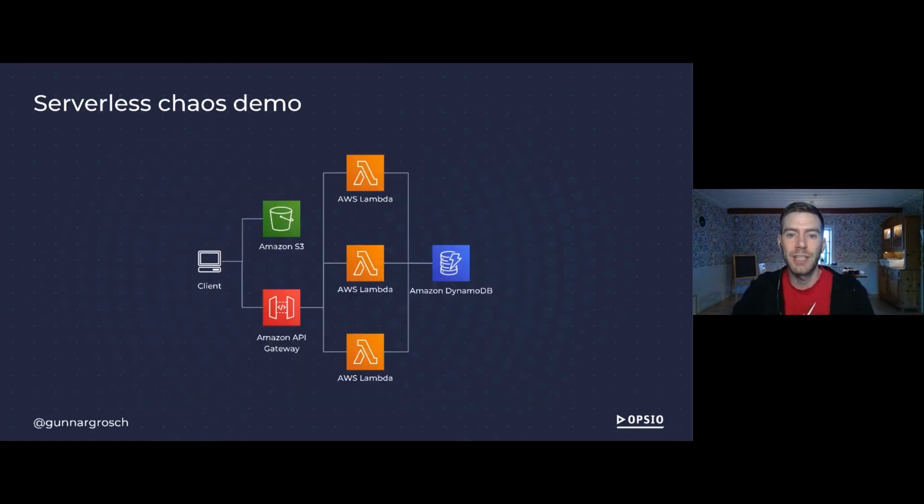And this is the architecture. It's quite similar to the one we saw earlier. We have an API gateway. We have some Lambda functions fetching data from a DynamoDB table and an S3 bucket for object storage.